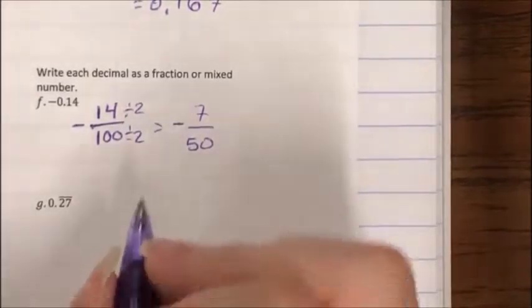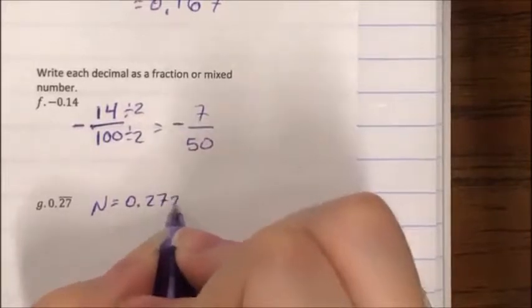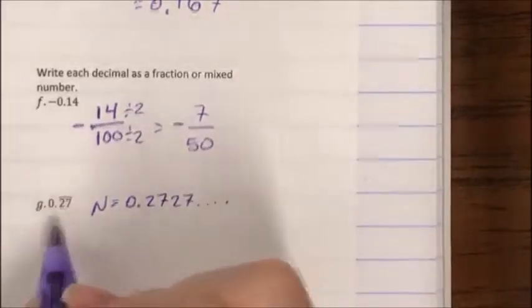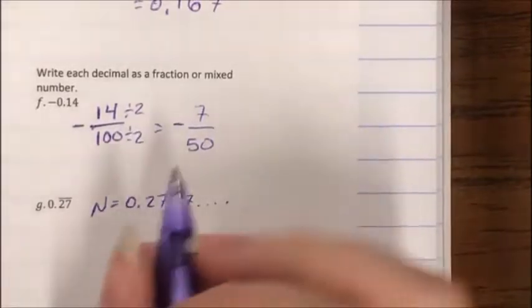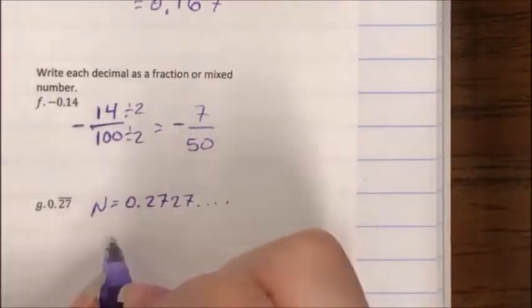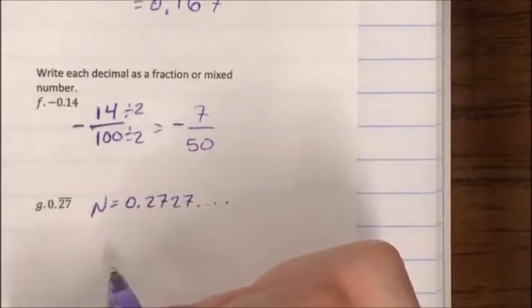So I'm going to go ahead and set it up. I'm going to say n equals 0.2727, and it repeats because the bar is over the 2 and the 7, right? Okay. So that's what n equals. I'm going to multiply both sides by 10, and all that does is just move the decimal.